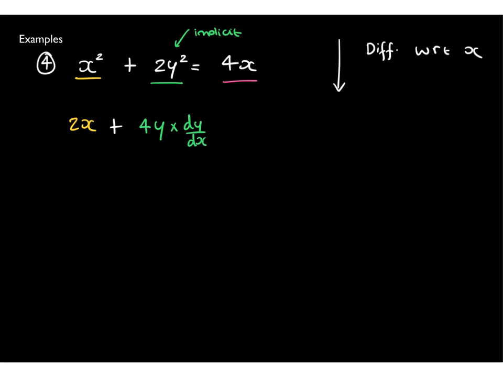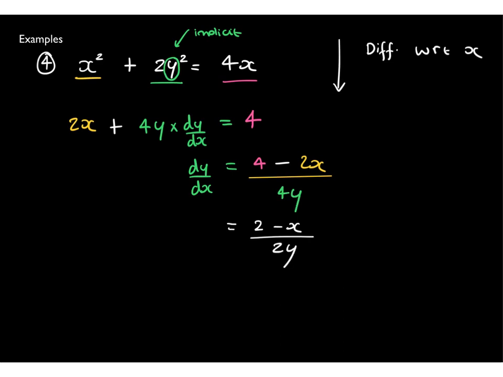So again, you're regarding this as your sort of inner function here. And on the right hand side, 4x is an easy one to differentiate, it just becomes 4. So we can then rearrange this, dy by dx is equal to 4 minus 2x all over 4y. And of course we can divide through by a factor of 2 in the numerator and denominator, so we end up with this result here.